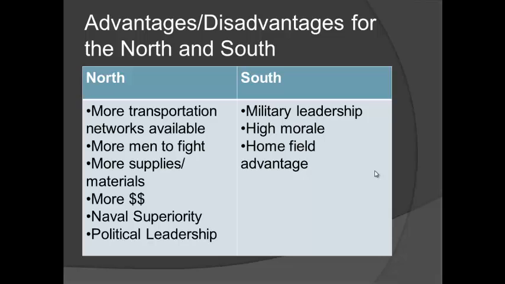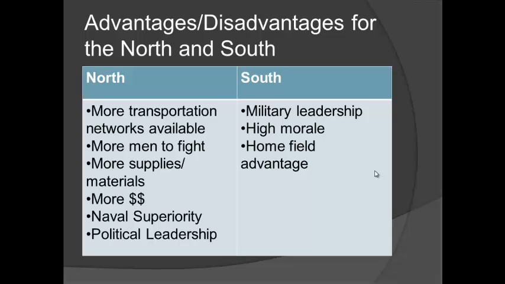We see a naval superiority. With the Navy already existing under the Union, they'll be able to use it to help blockade parts of the South and really try to contain the South from getting more supplies, things needed from outside the Confederacy. And finally, political leadership. The one advantage the Union had at this time was a strong leader in Abraham Lincoln. Some people loved him, some people hated him, but he was still seen as that symbol representing the Union.